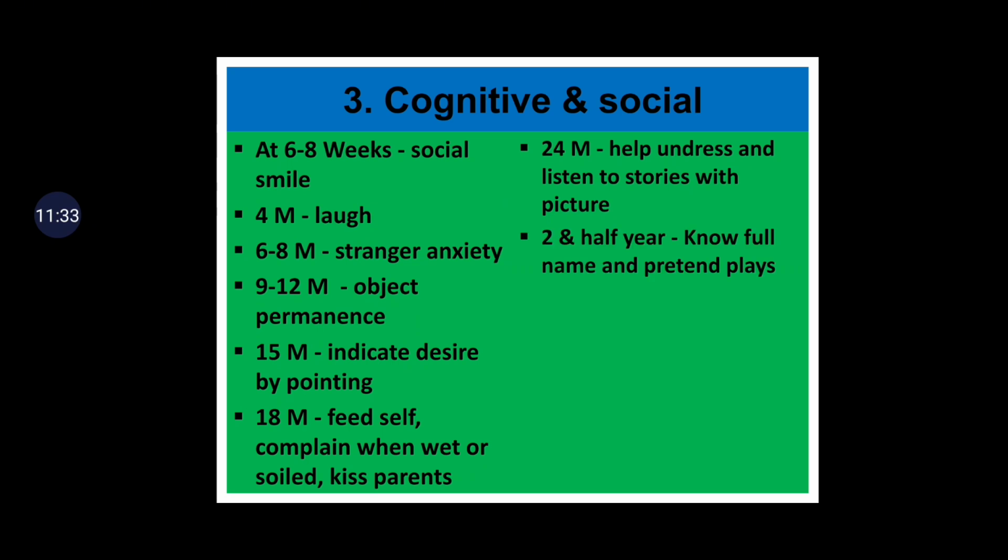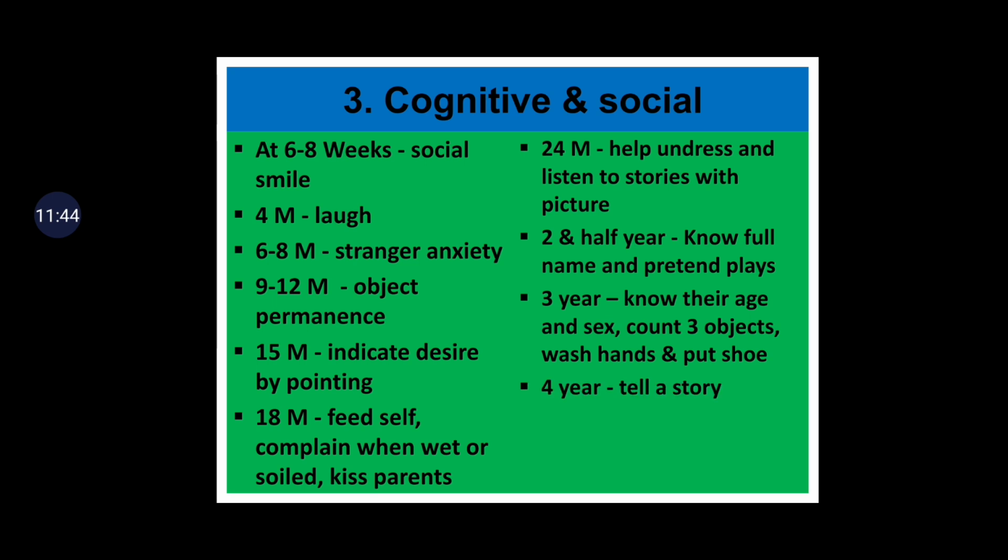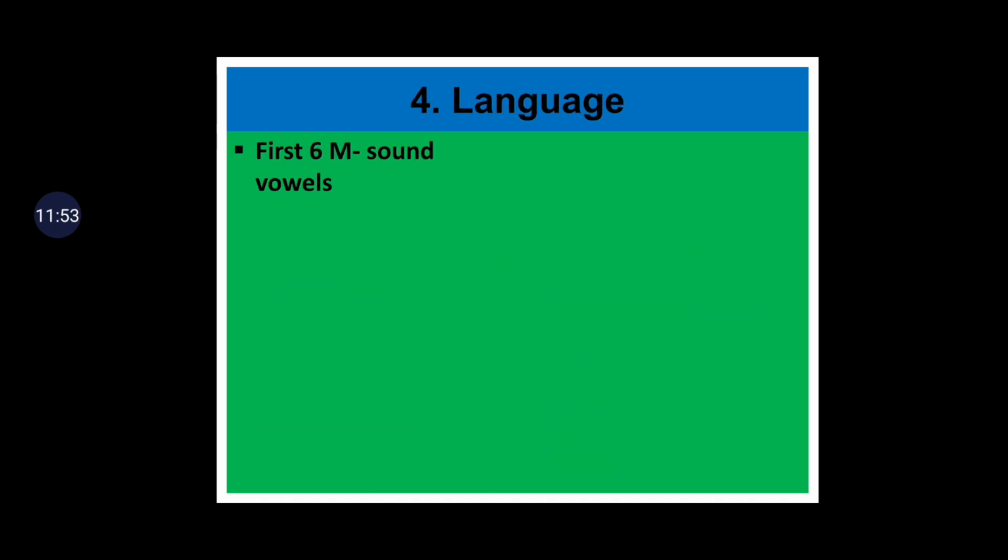At 2.5 years, know their full name and pretend play. At 3 years, know their age and sex, count 3 objects and wash their hands. At 4 years, they can tell a story. At 5 years, they can name 4 colors, count 10 objects correctly, and dress and undress. Language. First 6 months, they sound vowels.